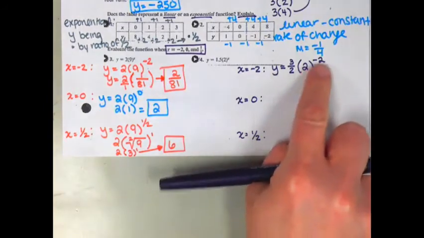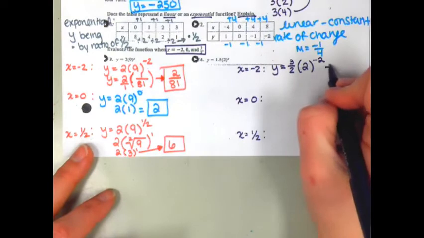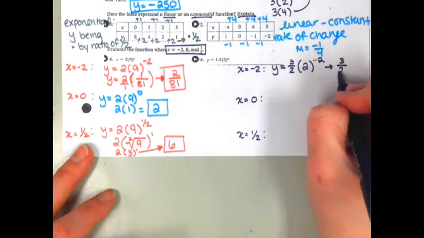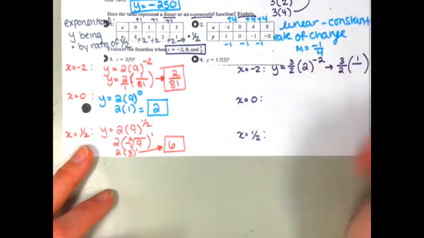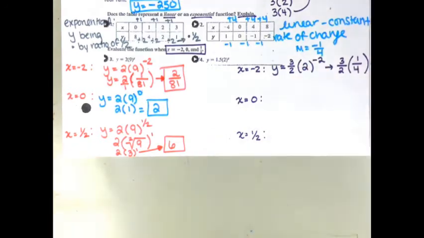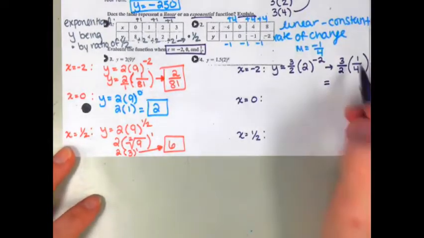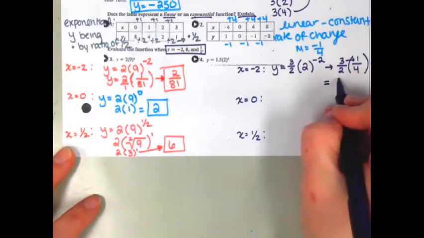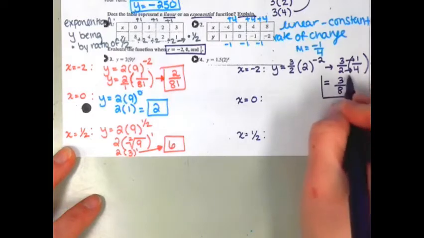Can I have a negative exponent? No. So what do I have to do with that? Move it to the bottom. So we have 1 over 2 squared, which is 4, right? You guys okay with that? So now we have 3/2 times 1/4. Can we go ahead and just multiply straight across? Yeah. 3 times 1 is 3, and 2 times 4 is 8. So we just get 3/8.